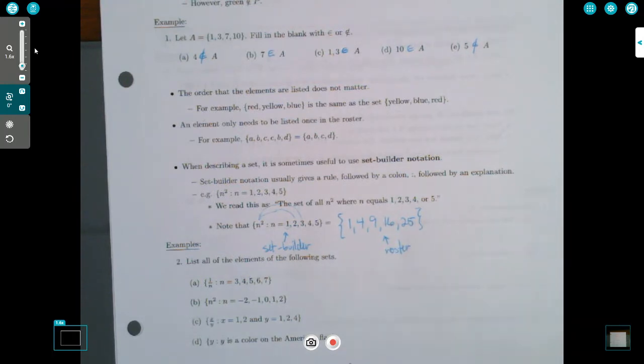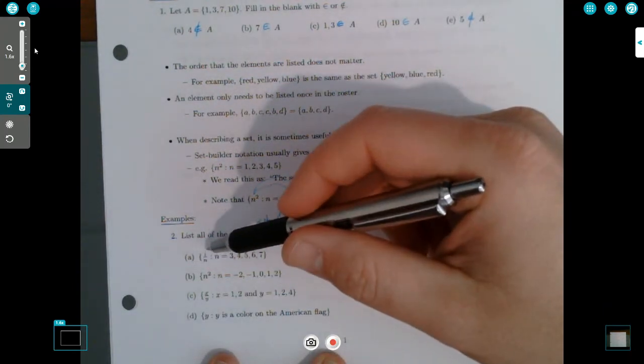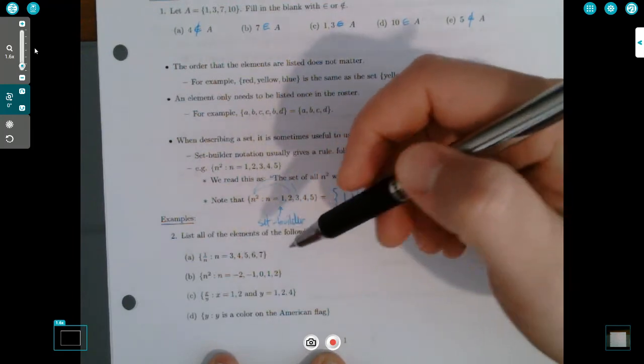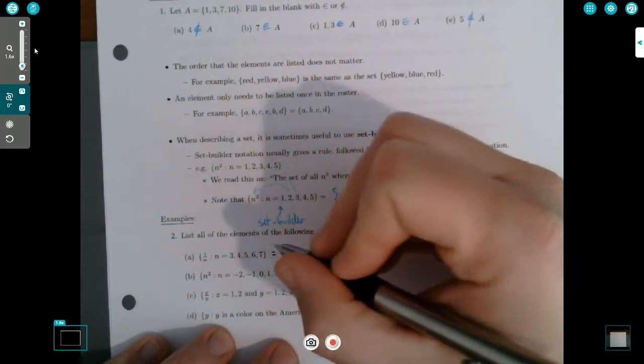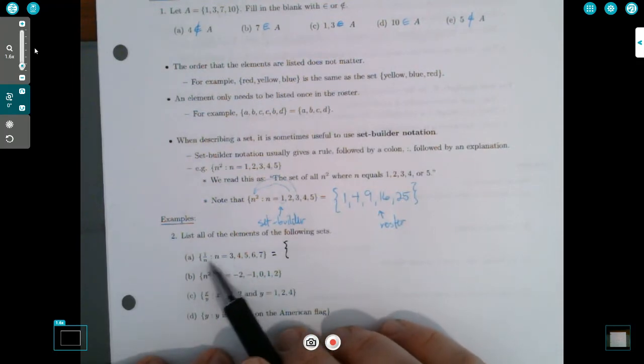Let's practice with that a little bit more. I'm going to switch pens because it's a finer tip so I have a little bit more control. But anyway, list the elements of the following sets. So this set is the set of all numbers of the form 1 over n, where n is 3, 4, 5, 6, or 7. So same thing as before. We just take turns plugging in these numbers for n over here.